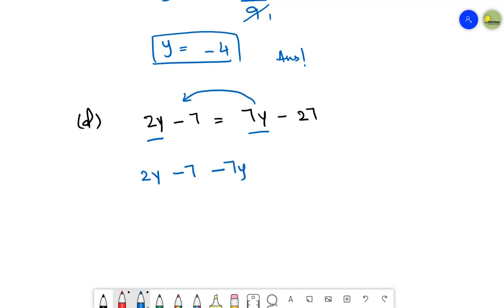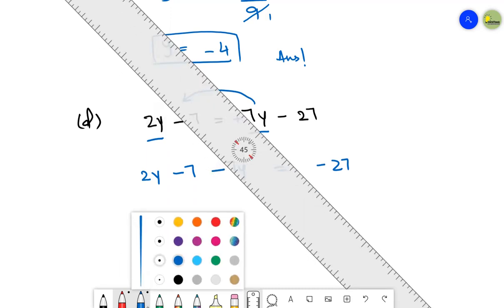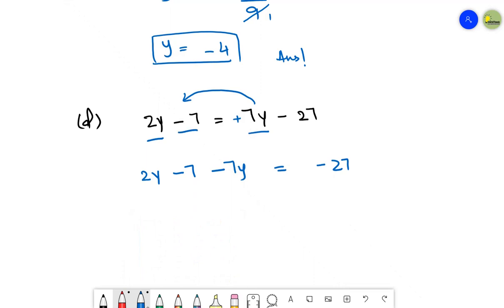Keep in mind that 7y is a positive value here. When you are going to shift it to the other side, it becomes minus 7y. Now this is minus 7, there is no need of minus 7 here on left hand side. You can shift this to the right hand side of the equation so that you can solve minus 7 and minus 27 together. So it will be 2y minus 7y equals to minus 27 plus 7.